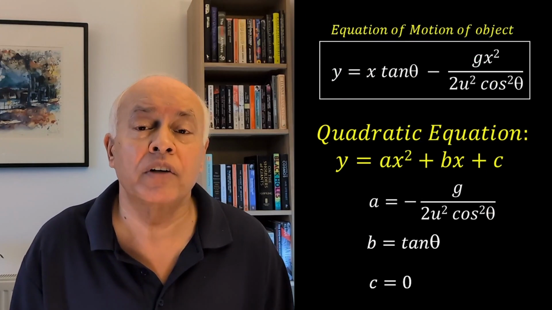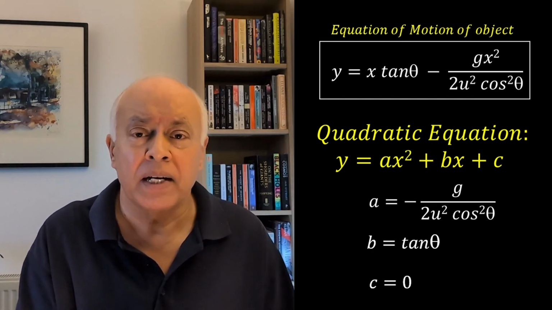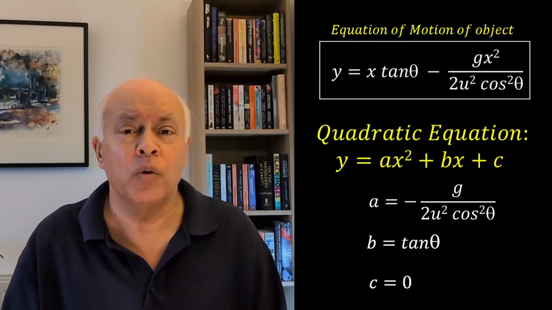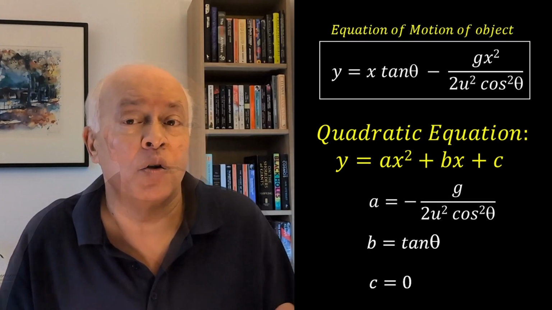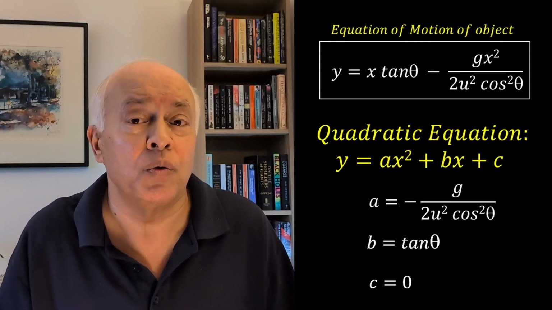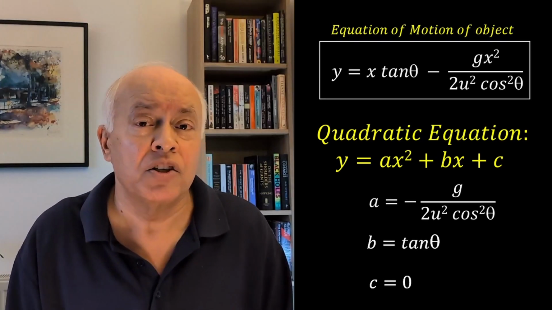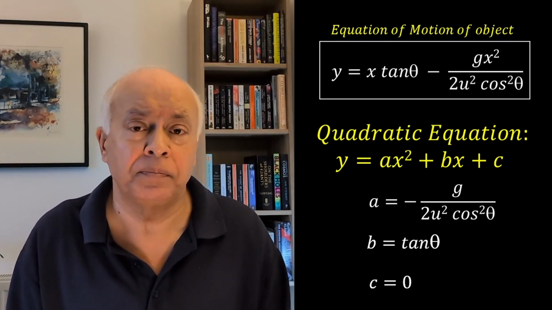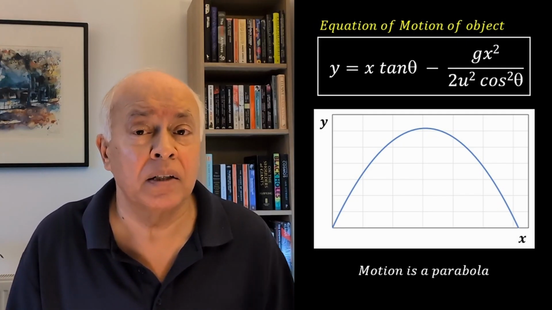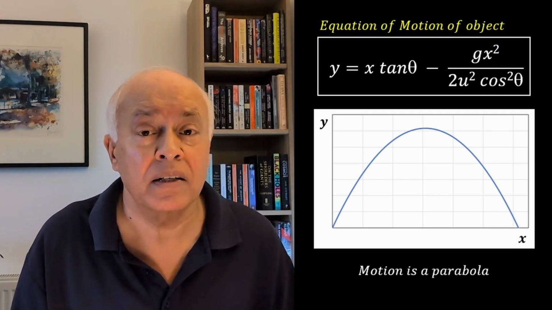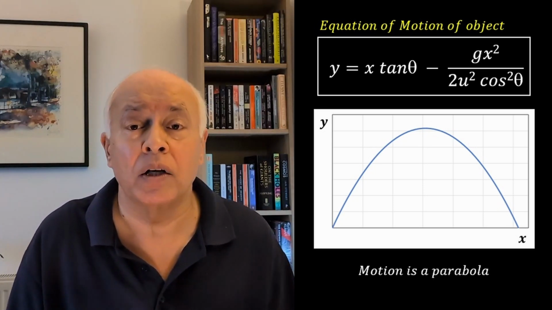A general form of a quadratic equation is y equals ax squared plus bx plus c. And in our equation of motion, the a coefficient equals minus g over 2u squared cos squared theta, and the b coefficient equals tan theta, and c is 0. So our equation is a quadratic equation. If we plot this equation of motion, then we get a parabola, which shows that Galileo was correct. All motion where things move just under the influence of gravity is parabolic motion.